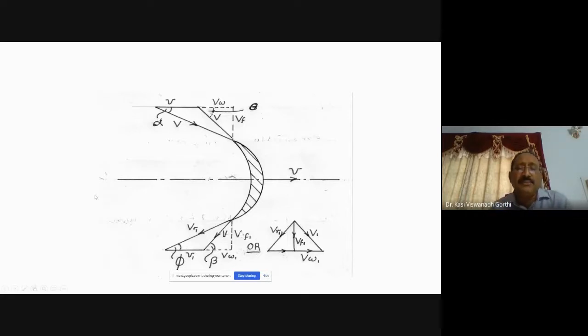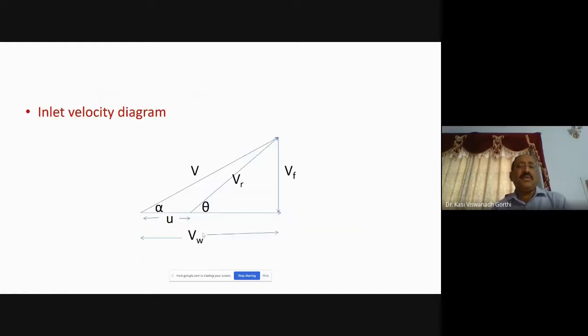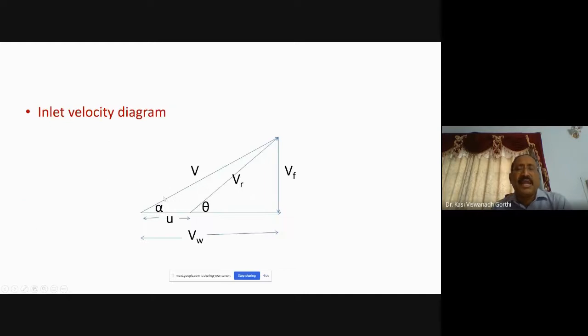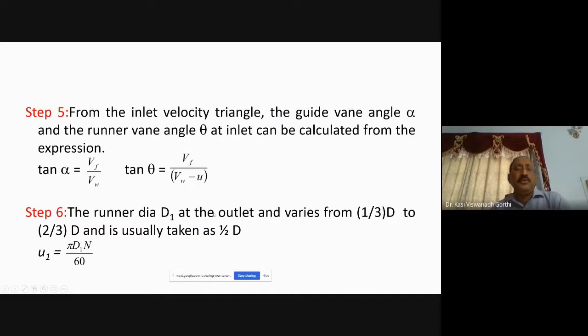From the inlet velocity diagram, Vr is the relative velocity and V is the absolute velocity. You know the value of Vw, you know the value of U. If alpha and theta are there, you will be able to compute the remaining velocities. How do you compute them? Take tan alpha is equal to Vf by Vw, and tan theta is equal to Vf divided by Vw minus U. So you will be able to compute the values of alpha and theta from here. Beta anyway is known. Now phi is required to be computed.